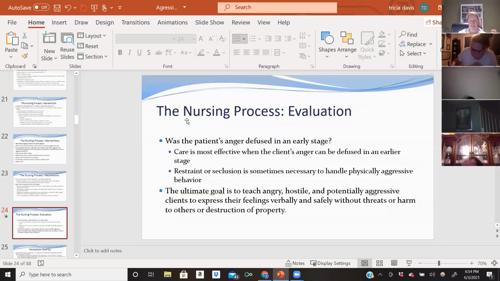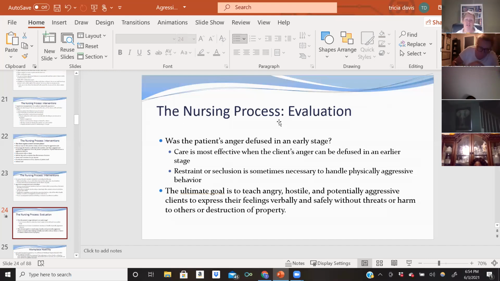So then our evaluation phase. Was the patient's anger diffused in the early stage? Were we able to recognize this hostile period brewing before it escalated? We said early on that care is most effective when that client's anger can be diffused in an earlier stage. So were we able to recognize it in that stage?